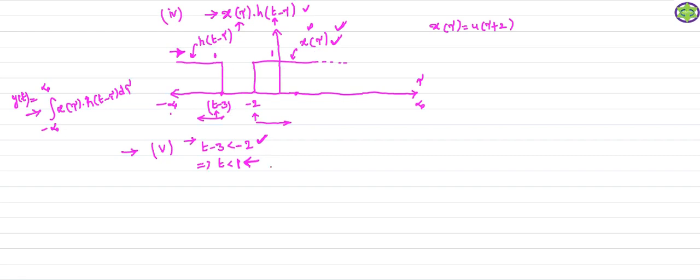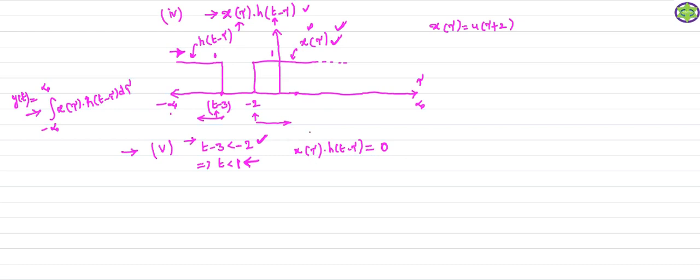Therefore, what about the result of this product? The result of this product is equal to 0. So x of tau into h of t minus tau, what is the product of this result? The product of this result is equal to 0 because there is no overlap. When there is no overlap, the product is simply equal to 0.